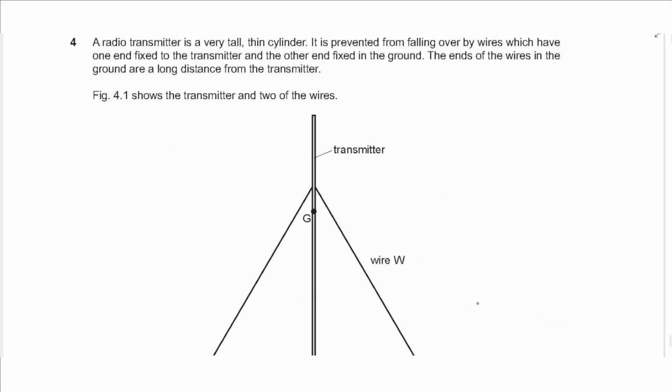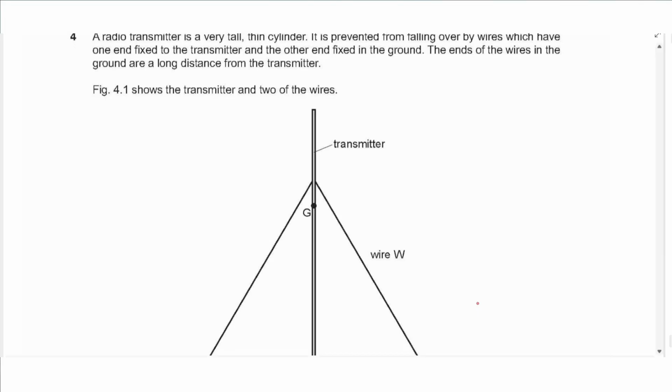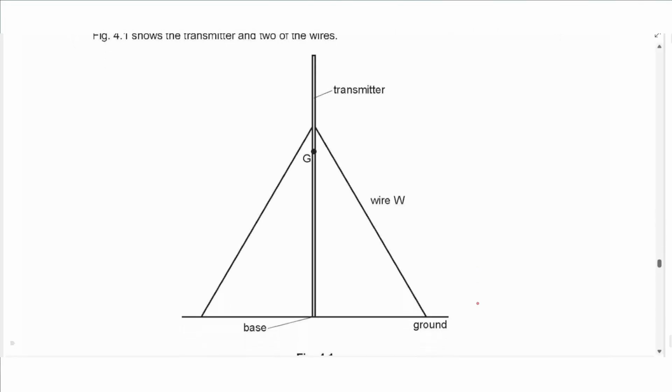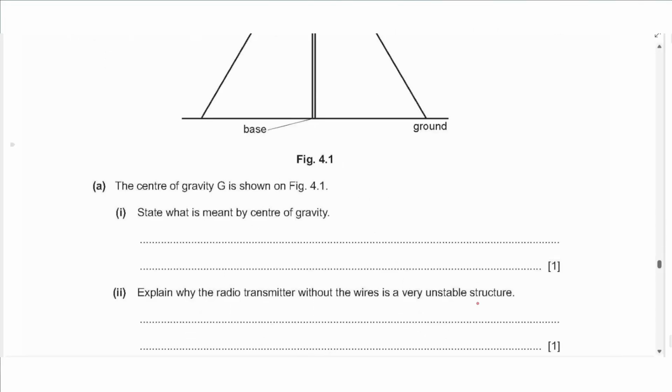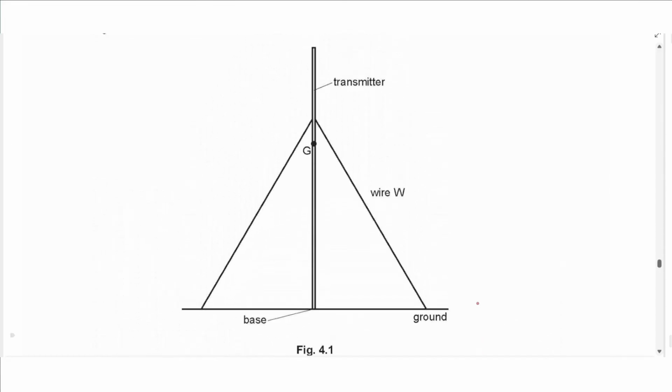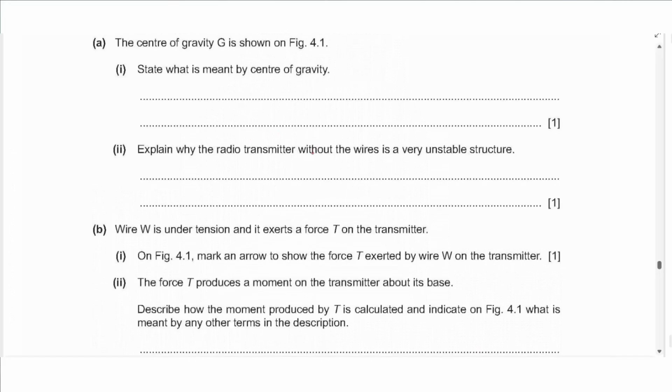Question 4 says a radio transmitter is a very tall, thin cylinder. It is prevented from falling over by wires which have one end fixed to the transmitter and the other end in the ground. The ends of the wires in the ground are a long distance from the transmitter. Figure 4.1 shows the transmitter and two of the wires. Question A says the center of gravity G is shown on figure 4.2, so this is the center of gravity here. Part I says state what is meant by center of gravity.